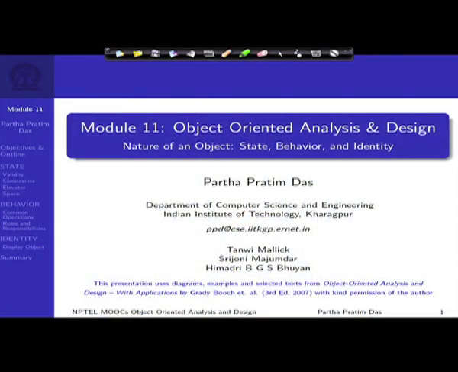Welcome to module 11 of object oriented analysis and design. In the last couple of modules, we have discussed different elements of object models. We have seen that there are 4 major and 3 minor elements which will be the principles on which object models should be built up.